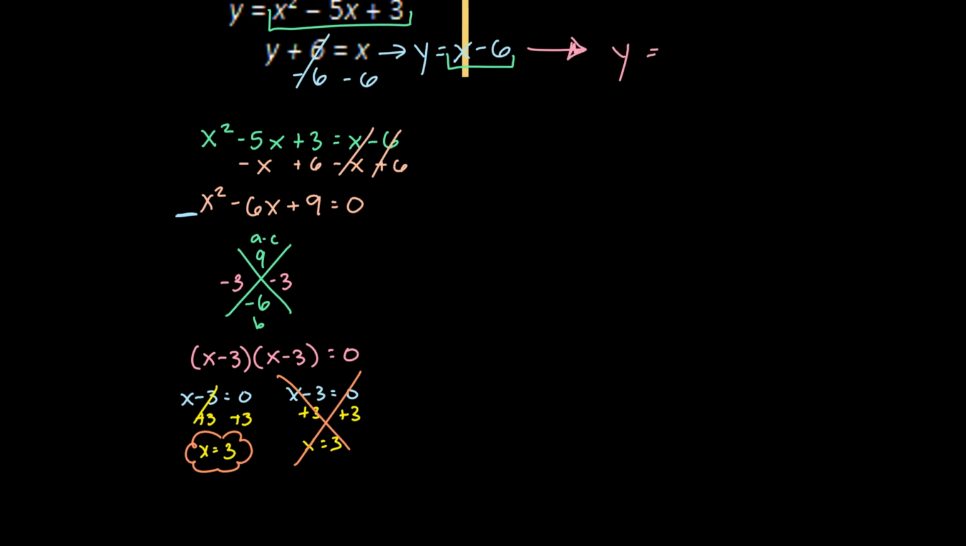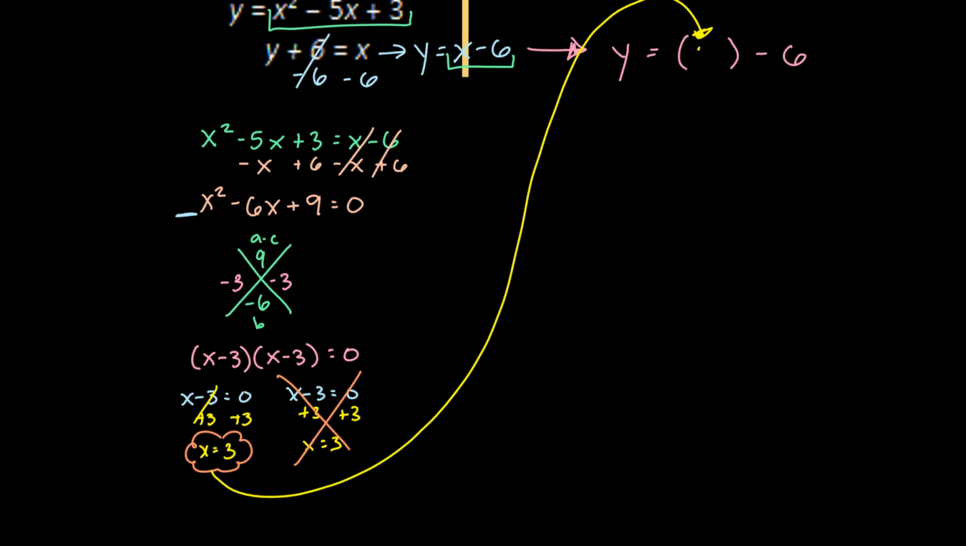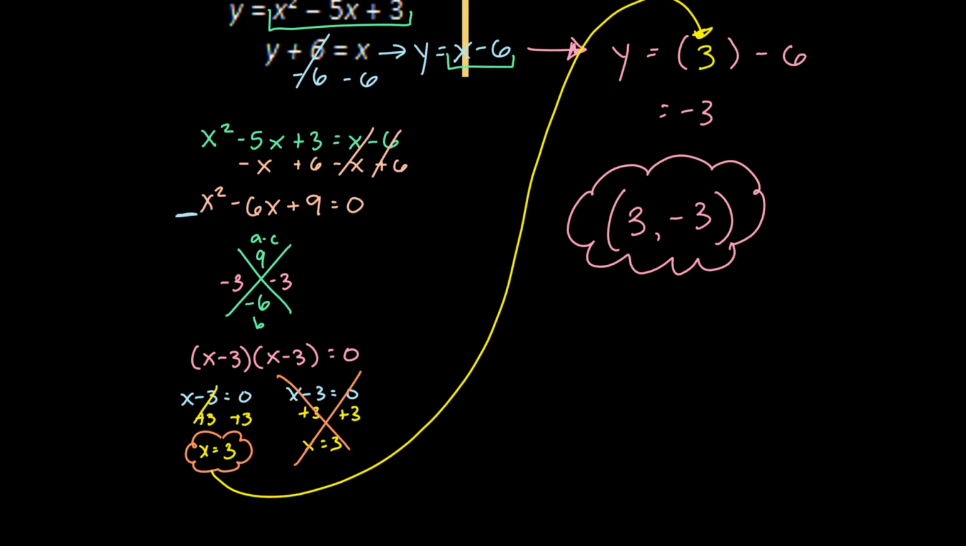So I have y equals, now am I going to write x here? Do I literally write an x? No. What do I substitute in? Your 3. So what is 3 minus 6? And how do I finish off writing my answer? It's a coordinate point. So on the coordinate plane, that is where the two lines intersect. 3, negative 3.